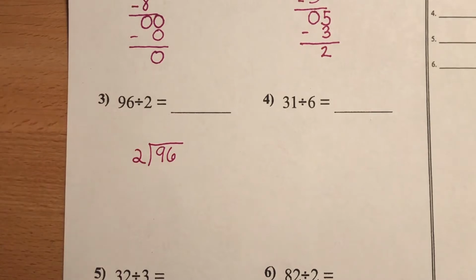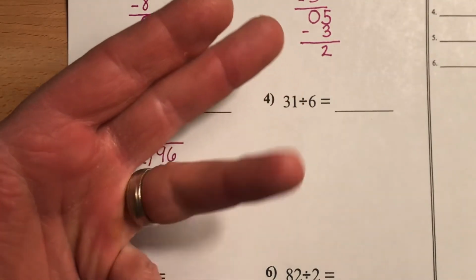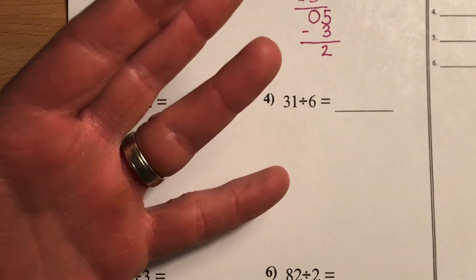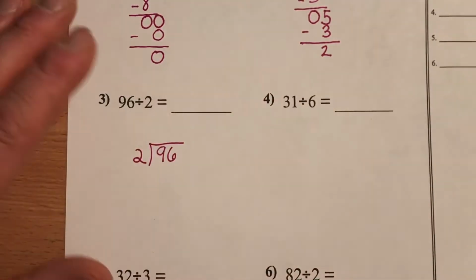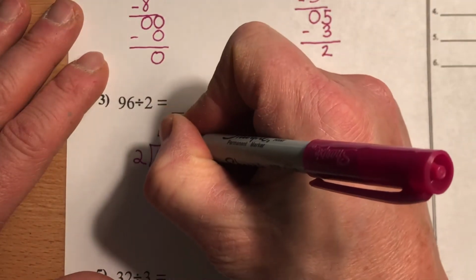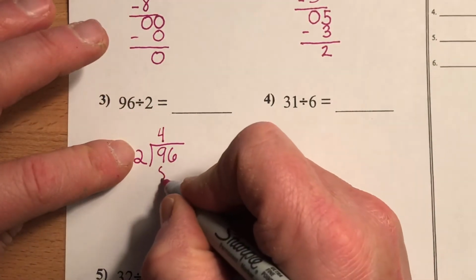Or how many 2's can I count by without going over 9? Okay? So 2, 4, 6, 8, 10. Well, 5 2's is 10. That's too high. So I'm going to back off. 4 2's makes 8, right? 4 times 2 is 8.